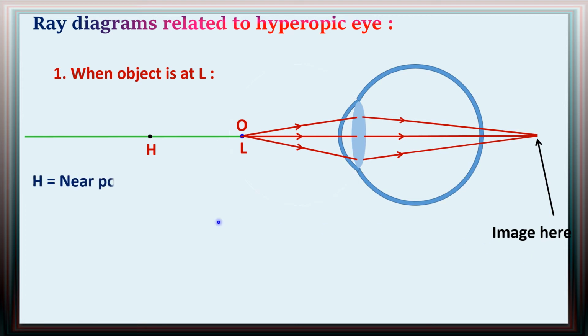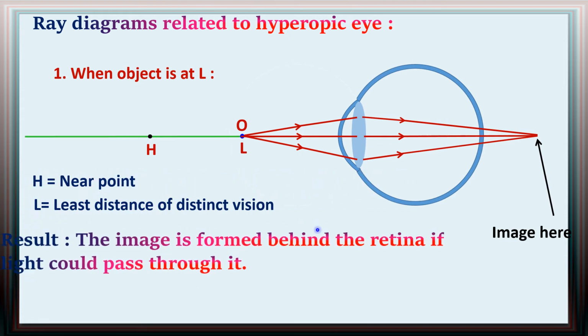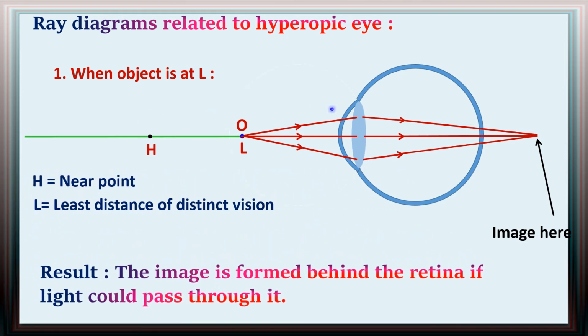What is the result here? H is the near point and L is the least distance of distinct vision. And what is the result of this ray diagram? When an object is placed at L, the image is formed behind the retina if light could pass through it. If light passes through the retina, the image would have been formed here. So the image is not formed on the retina, that's why it is not visible.